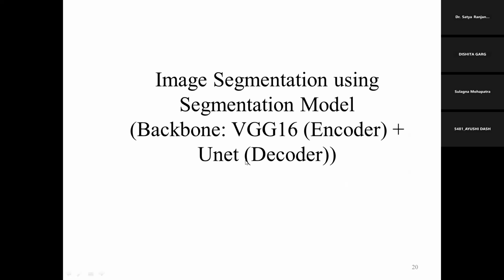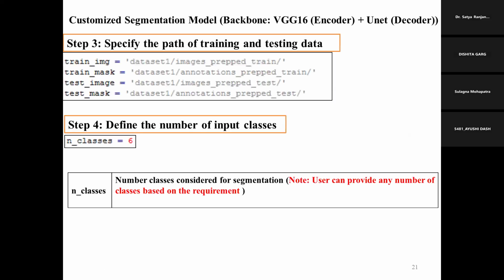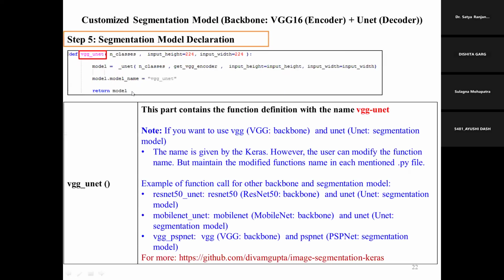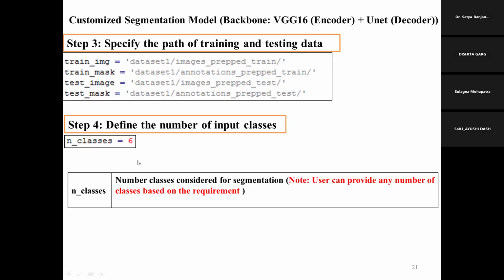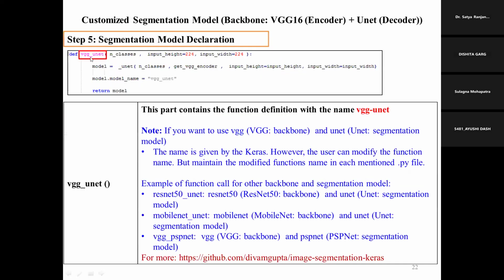And for the decoder part, after the feature extraction, someone needs to segment that part. So that one we call the decoder part, where we are using UNet as the segmentation model. So here is our training and testing data. Then we have already considered the number of classes. That part we have already discussed. Then we call the VGG UNet. I call this the predefined function VGG UNet.